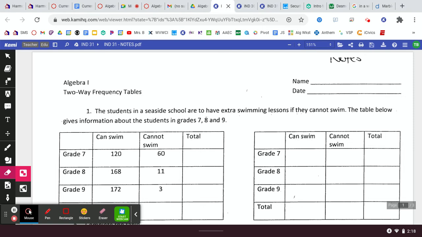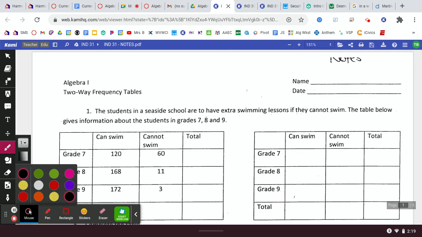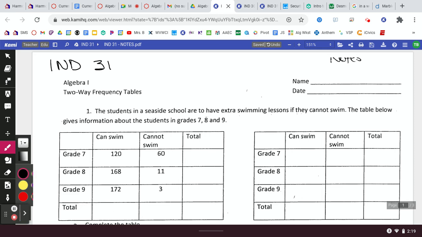All right, so if you haven't already, at the top of your notes, this is indicator 31. It's our very last indicator of the year. Thankfully, we're in the home stretch here. So indicator 31, and I don't have a 0.1 or 0.2 with it because this is it. It's just one day, one assignment, and we will call it done.